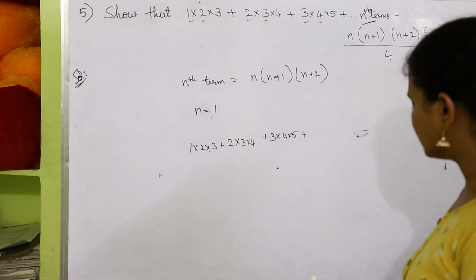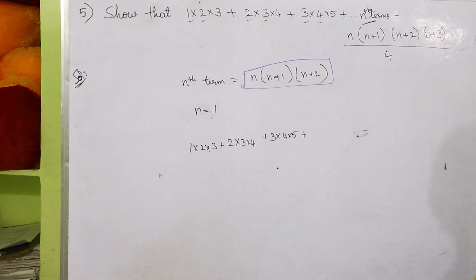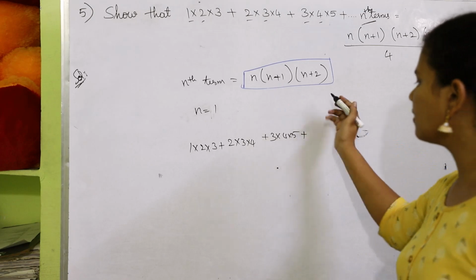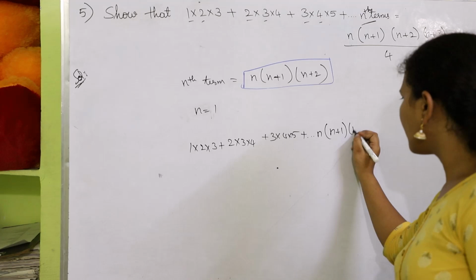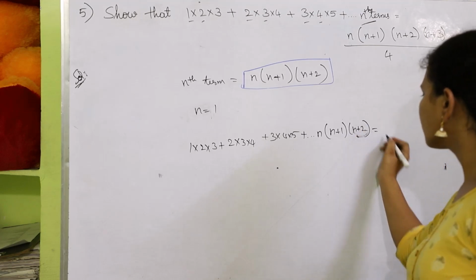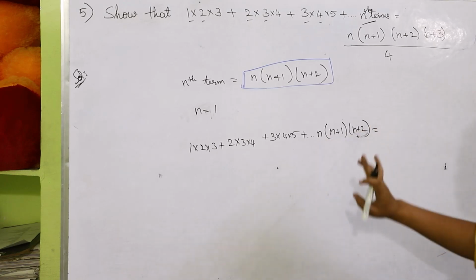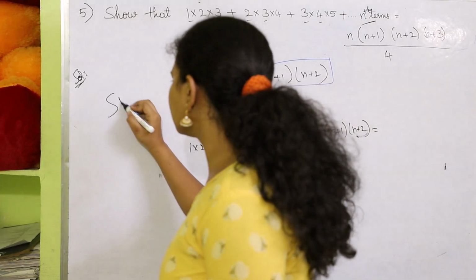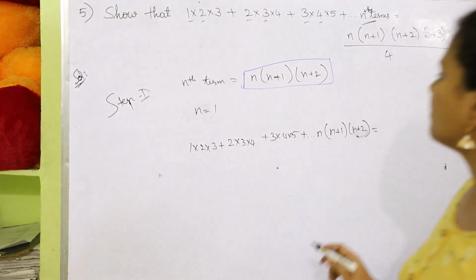Just write down the nth term value where I'm writing this value, guys. Don't get confused over here. I'm writing n into n plus 1 into n plus 2. This is equal to what? Write down the RHS side value. But before writing this, here what I have said, we are talking about the first step, step 1, where n equal to 1.